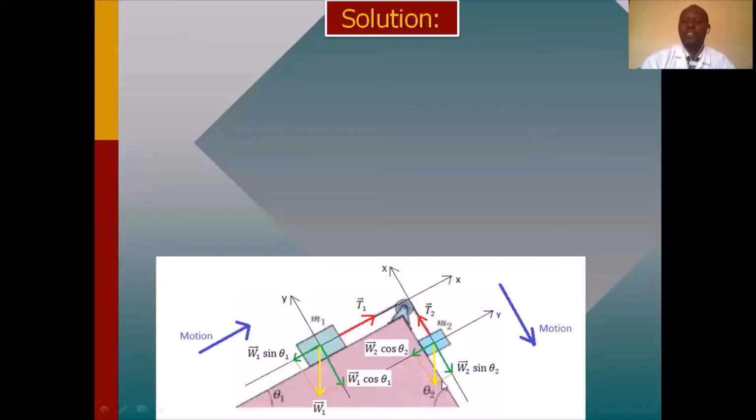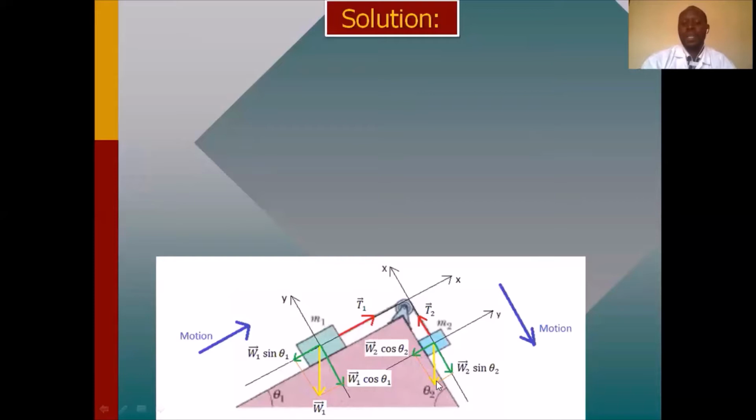One component of the weight 2 is weight 2 sine theta 2. Weight 2 sine theta 2 is obtained by projecting weight 2 on the x-axis. From the head of weight 2, we do projection on x-axis perpendicular to it. And the component obtained is weight 2x, which is equivalent to the weight 2 times the sine of the angle theta 2.